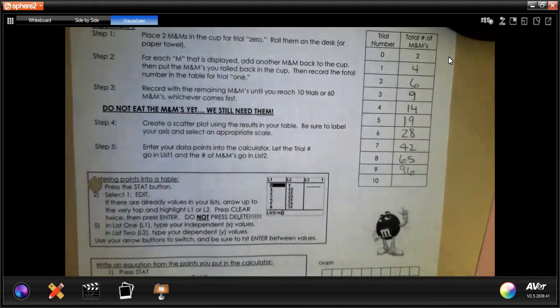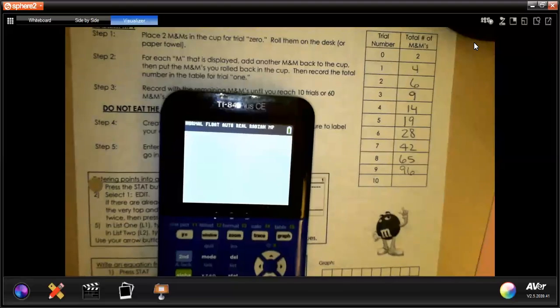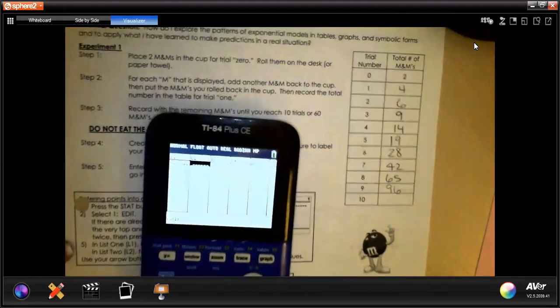The first thing we're going to do is work on putting this in the calculator and looking to see what that looks like. And so I want to make sure that you have the steps in your calculator so that you're able to do that. All right, so we are going to go to Stat and then Edit. And in here, we're going to put our trial values.